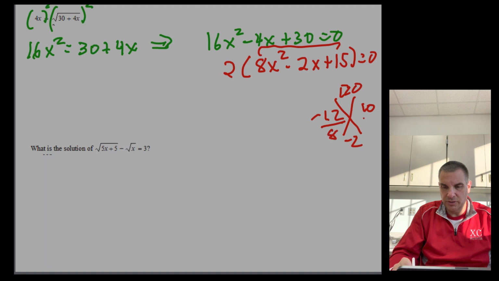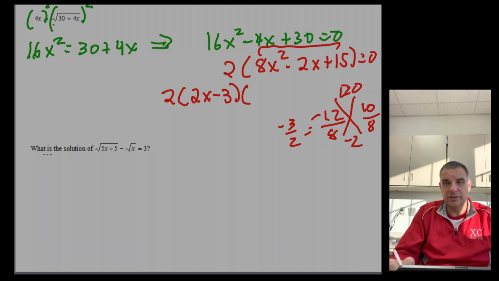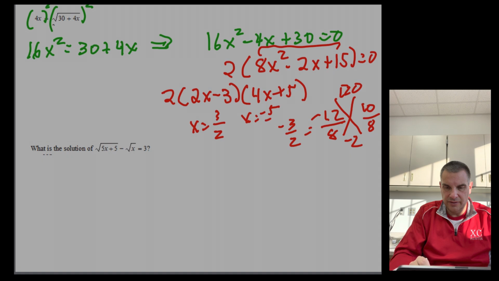Now make sure we divide both sides by 8 and reduce the fraction. So that's negative 3/2. So it's 2 times 2x minus 3. 10/8 reduces to 5/4, so 4x plus 5. Solve that for x, you get x is equal to 3/2. And for this one, x is equal to negative 5/4. So we've got our two solutions.